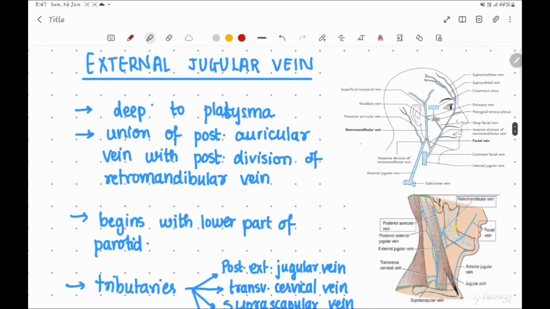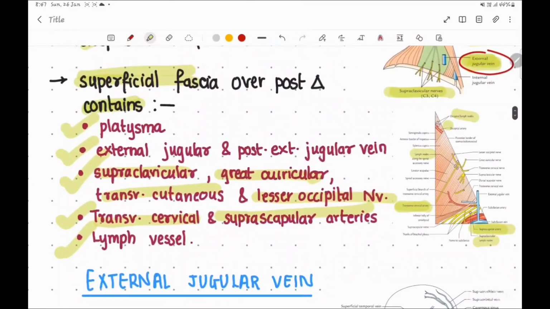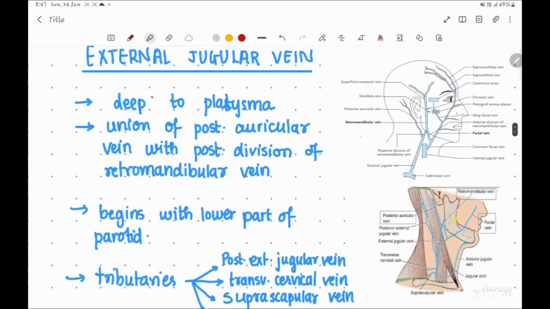Let us then talk about external jugular vein. As you know, it is one of the content of your superficial fascia that is present over the posterior triangle. External jugular vein lies deep to the platysma. It is formed by union of two veins, that is posterior auricular vein and posterior division of retromandibular vein. Let us see these veins in the diagram.